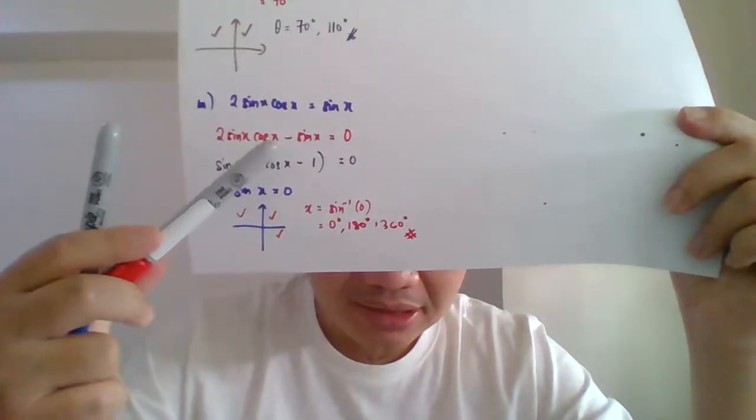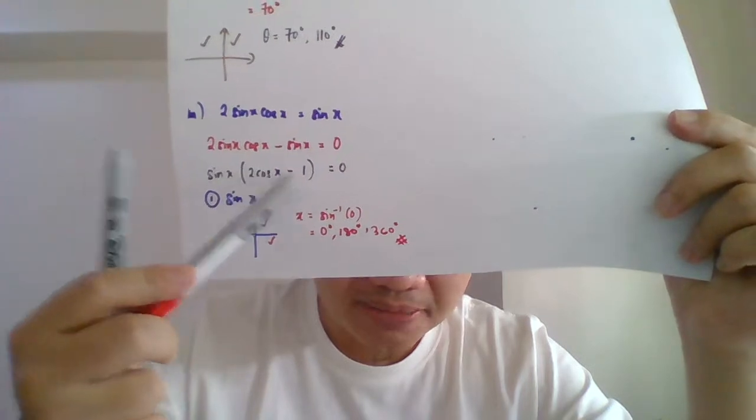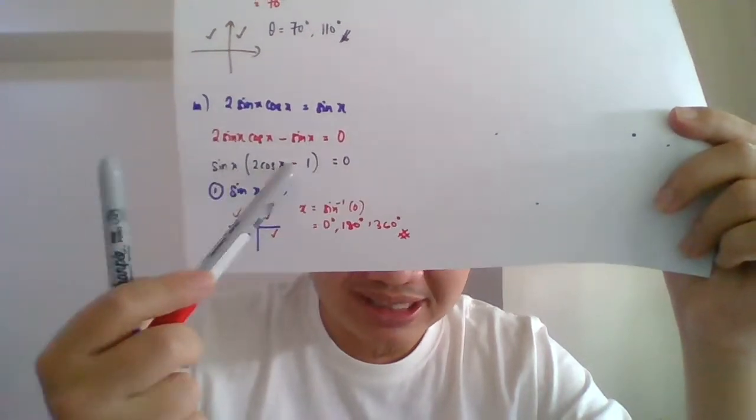Now, how about this one? The bracket 2 cos x minus 1. This one also, this is the second solution. So the second solution will be 2 cos x minus 1 equals 0. Then you have to simplify it. Cos x equals 1/2, equals 0.5.